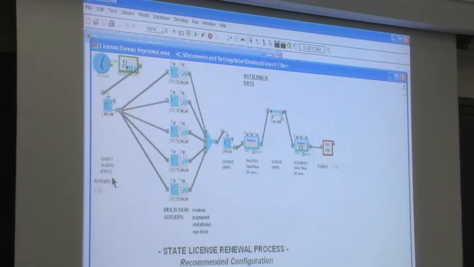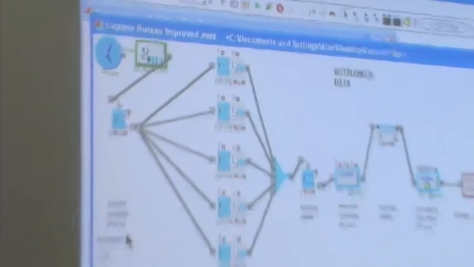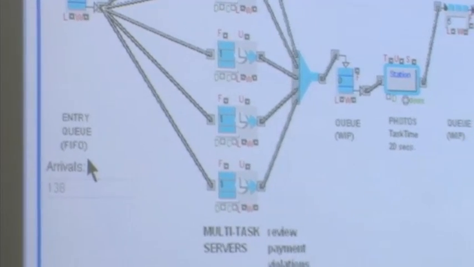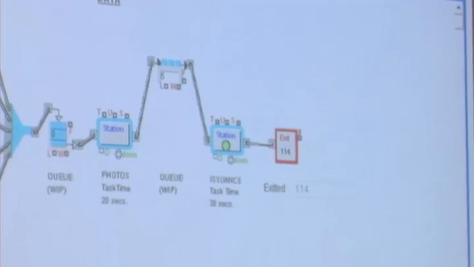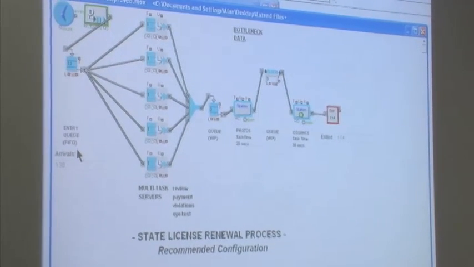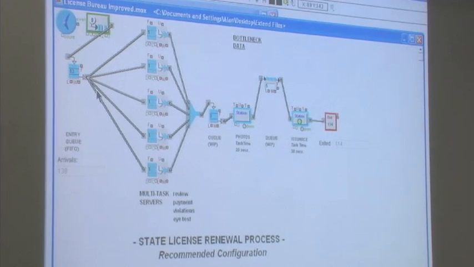What we did was create 5 multitask servers, cross-trained so that when you went to any one of these 5 people, they would take care of the review, the payment, check the violations, and give you the eye test. Any one of these people, first come, first served. So you stood in one line, and you went to the first server that was available. After that, you got your photograph, waited, and had the license issued. Let's see how this model runs.